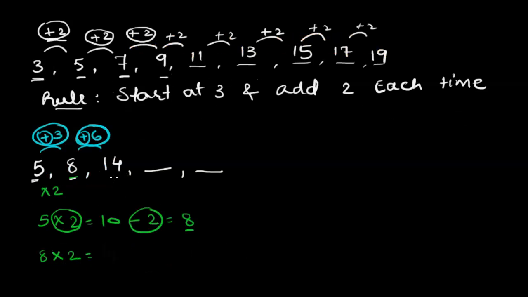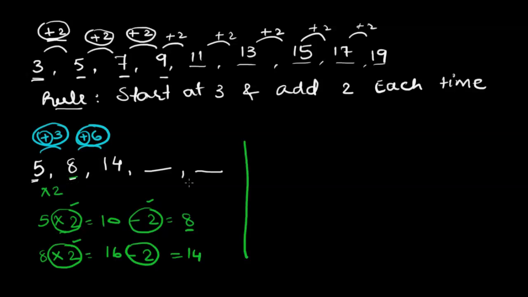Now we need to get the next term, that is 14 from 8. If we apply the same rule, that is times 2 and minus 2, let's see if we are able to get 14 or not. So 8 times 2 is 16, minus 2 gives us 14. So here we get to know that the similar rule, times 2 minus 2, can be applied to the previous term to get the next term.